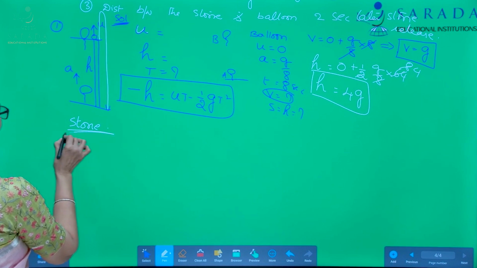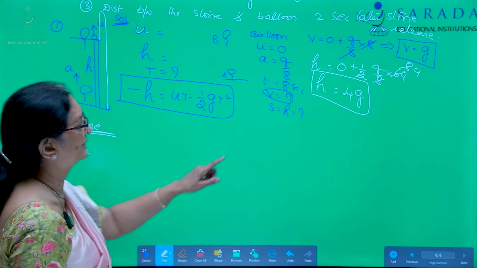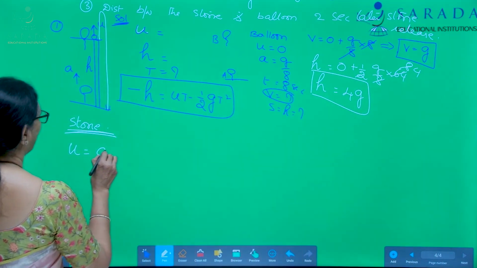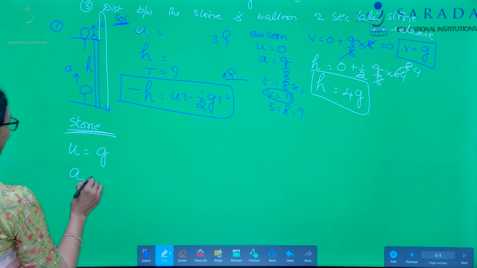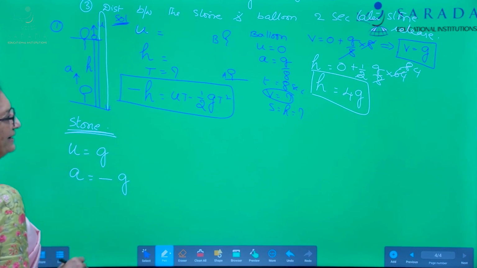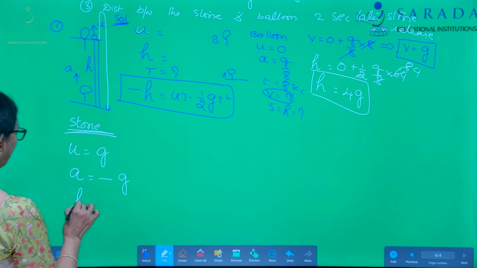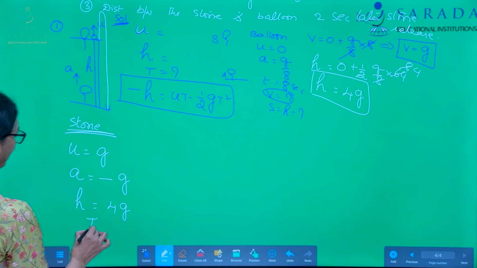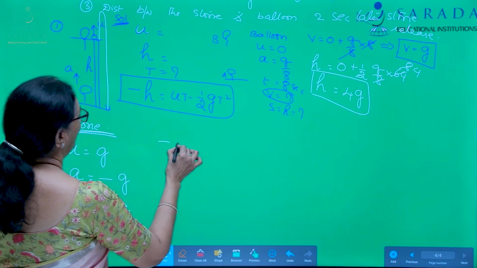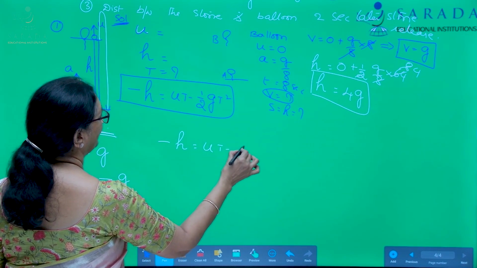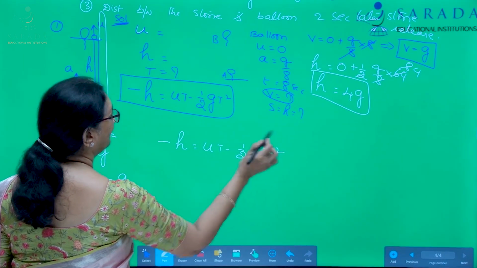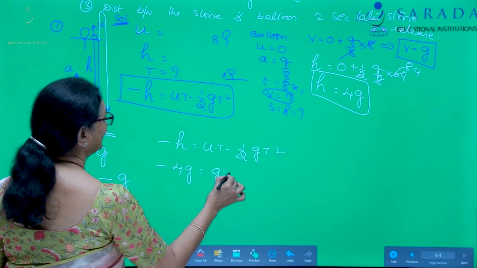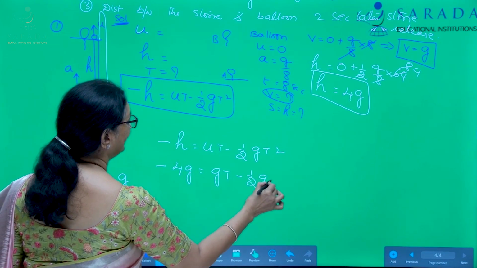Okay. Now, for the stone released from the balloon, initial velocity is the velocity of the balloon at the instant the stone is released, that is equal to g. As it is released, acceleration of the stone is minus g and height of the tower is equal to 4g. So, you are asked to find out the time taken to reach the ground. We know minus h is equal to ut minus half gt square, which implies minus 4g is equal to u is g, so gt minus half gt square.